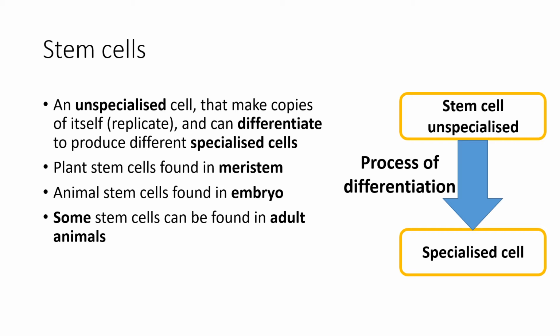You also need to know where stem cells are found. In a plant, stem cells are found in the meristem. In an animal, we find stem cells in the embryo. Just be aware that some stem cells can also be found in adult animals, but normally in the exam they'll refer to animal stem cells as being found in embryos.